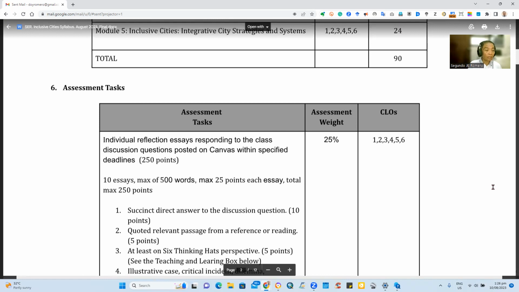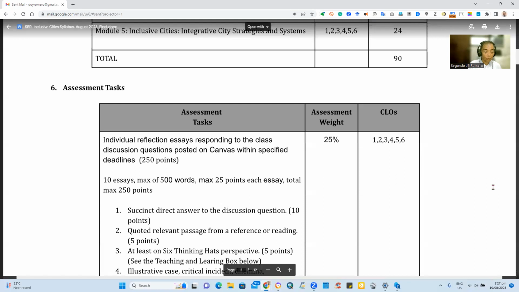Next, let me talk about the assessment tasks for this particular course. I am going to require individual reflection essays that respond to the class discussion questions that are posted. The questions are posted here in our syllabus. You will count them. There are 69 of them spread across the topics. But the individual reflection essays you are going to post on Canvas.